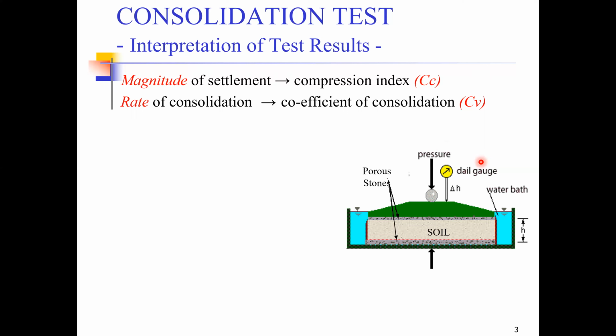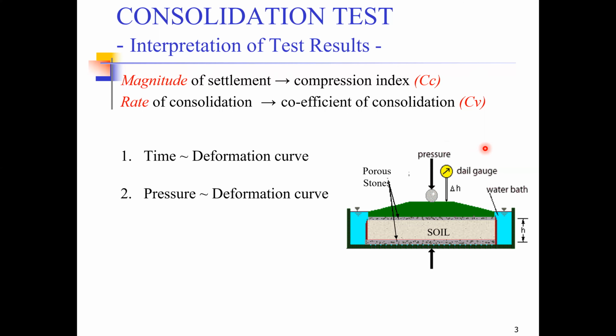By using the three observations that we have made, the pressure, the dial gauge reading, and the time, we can plot two different graphs. The first graph is the time versus deformation curve, and the second graph is the pressure versus deformation curve.